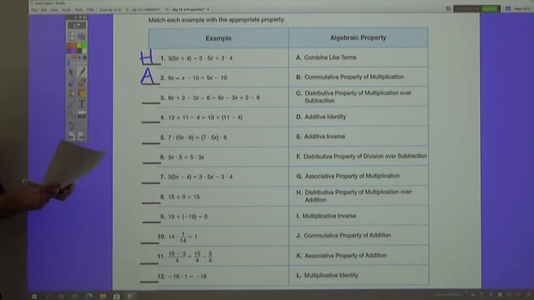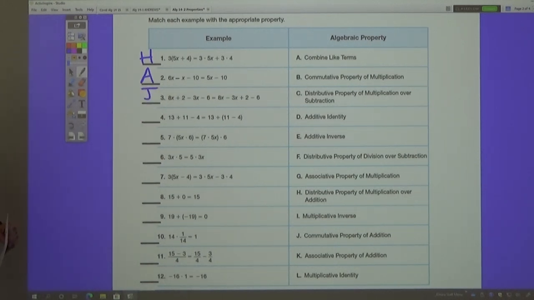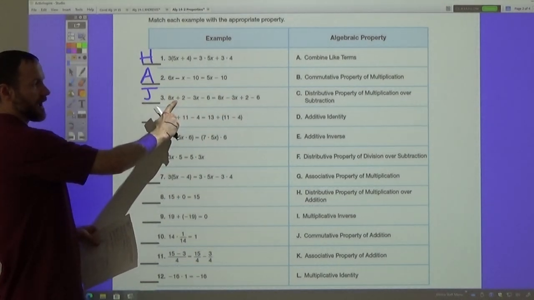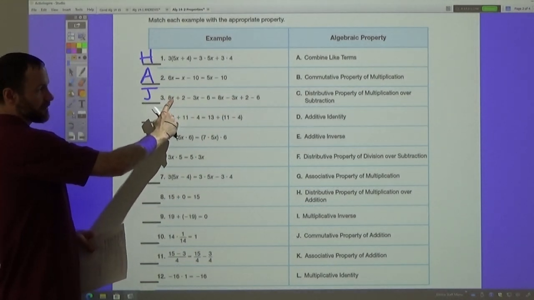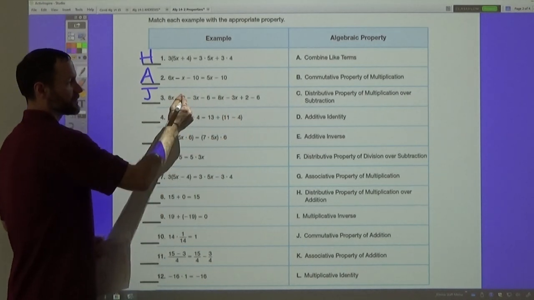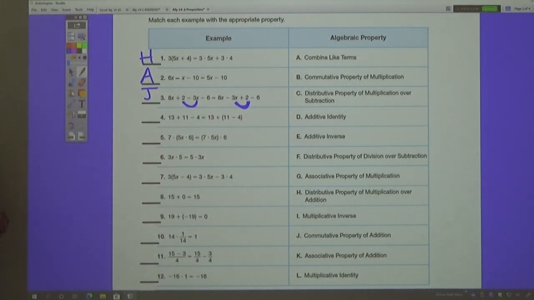Number three is J. All right, what we're doing in J is the commutative property of addition. All we're doing is switching the order that we're doing things. I know it might be a little hard to see. This says 8x plus 2, and then we switched around these two terms. All right, we switched around those two terms, so we switched the order. Number 4 is K.